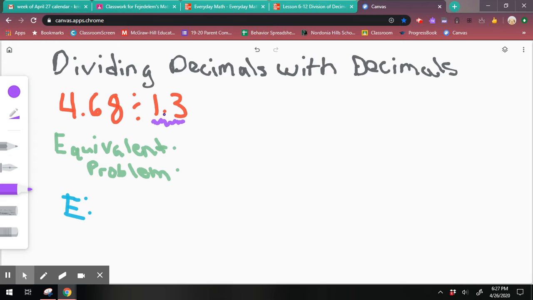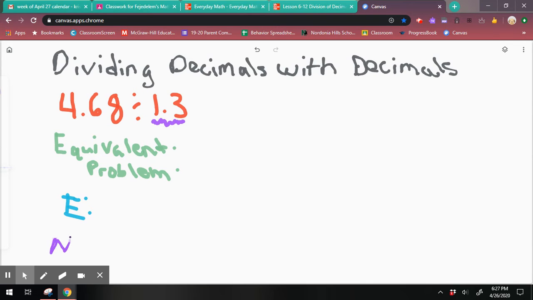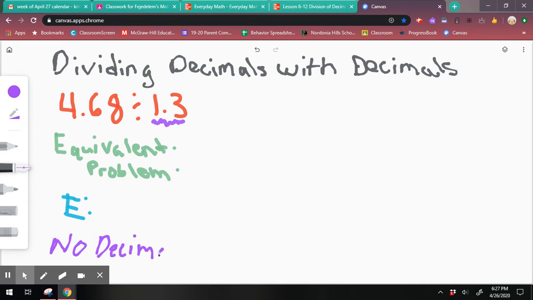We cannot have a decimal in our divisor. We can't. No decimal in our divisor. I don't have a typing option, it would be easier. So since we cannot have a decimal in our divisor, we have another step.